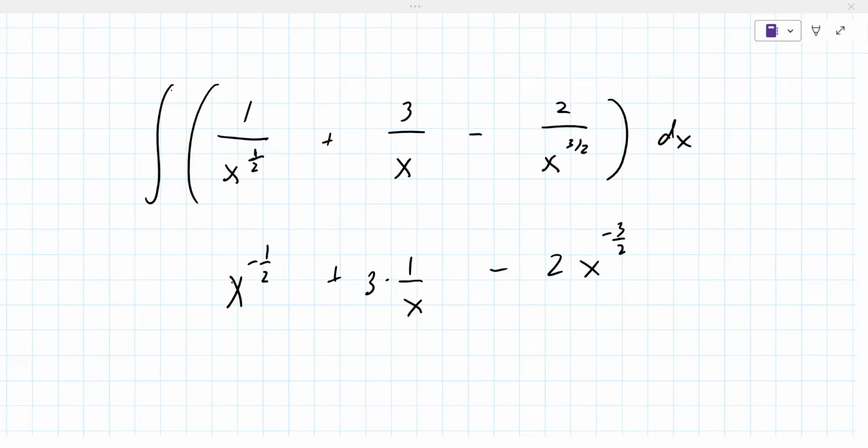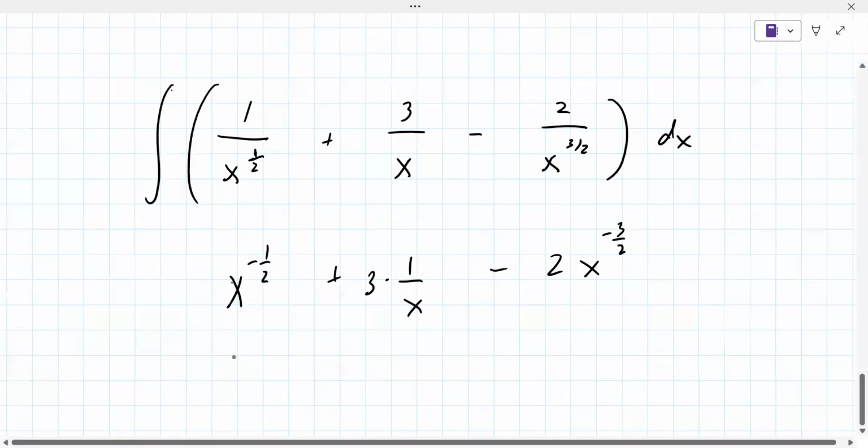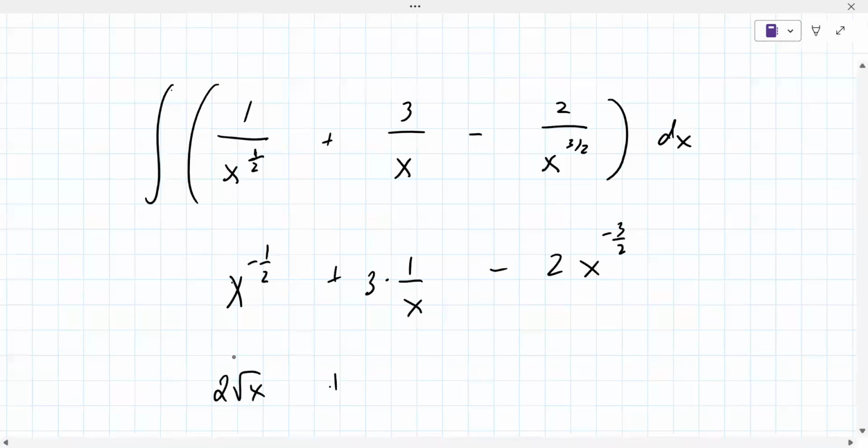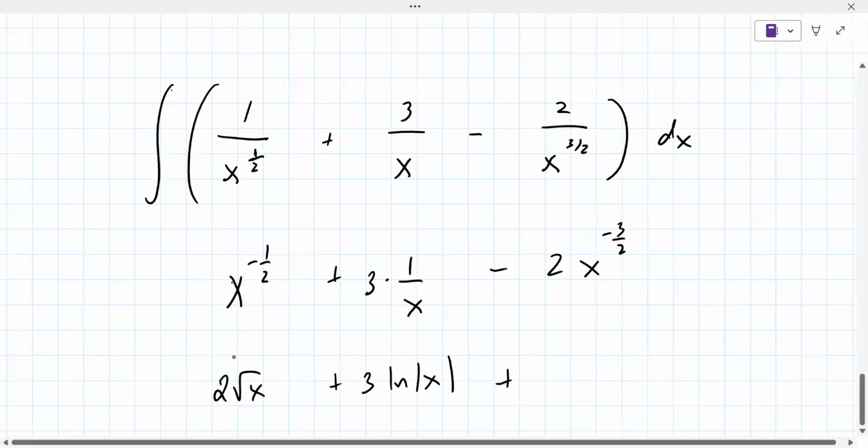Is it 2 root x plus 3 ln x and then plus 4 over root x plus c? Now, it is absolute value. Okay, yeah, oh, right, yes. That is super critical.